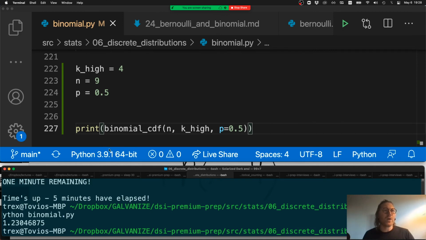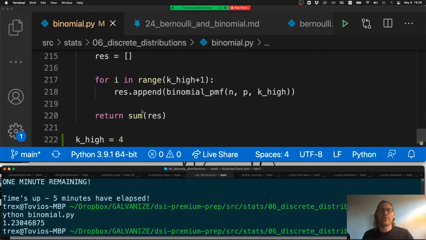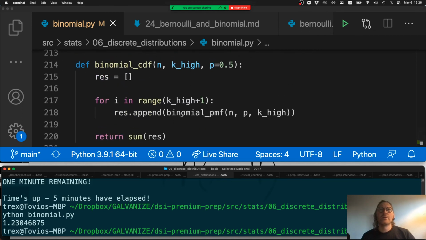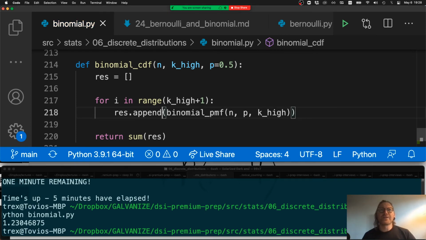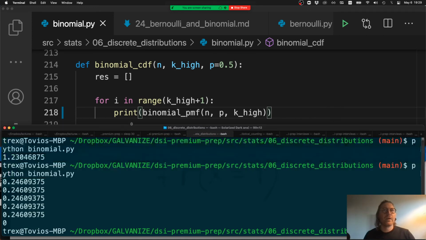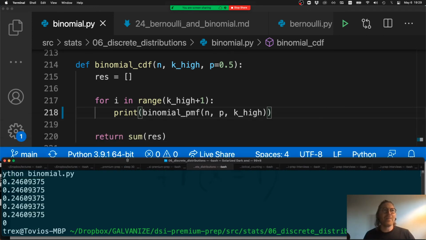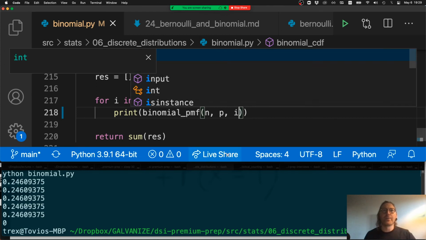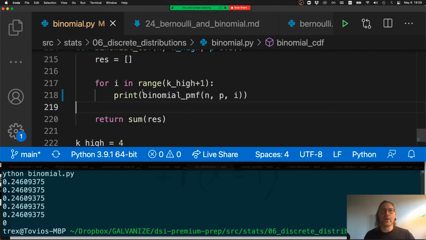That doesn't seem quite right. 1.23. It's greater than 1. What is going on here? We know something is wrong there. I'm just going to print this and troubleshoot it, make sure there isn't something really weird happening. Oh, hey, look at that. That makes sense, right? Because I shouldn't be passing in k high. I should be passing in i. There we go. So that should work now, and I can do res.append again.